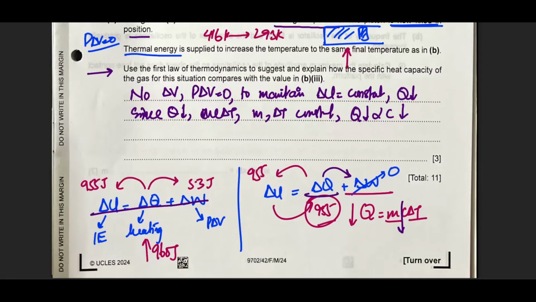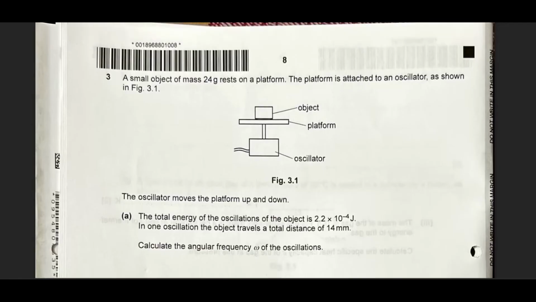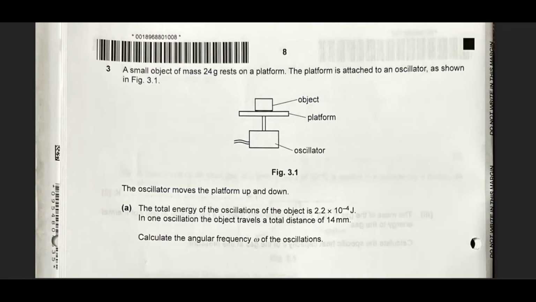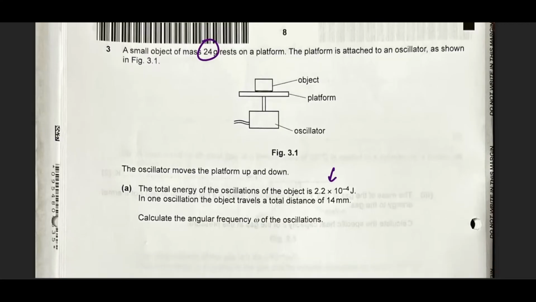Right? Okay. The next part is from simple harmonic motion. He says that this is an object. Okay, fine. It has a mass of 24 grams. Good enough. He says that it possesses this much amount of energy and travels a total distance of 14 millimeters.